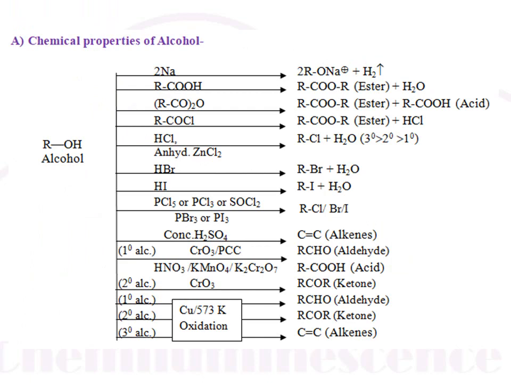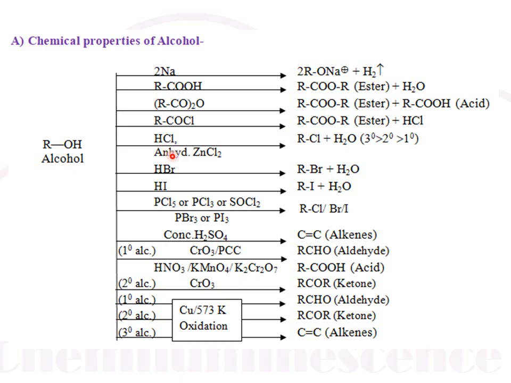This is a memory map showing chemical properties of alcohol. First one, alcohol on reaction with a strong base, metallic sodium or potassium, forms sodium or potassium alkoxide and liberates hydrogen gas. This reaction is used to detect the presence of alcoholic group in a compound. Second, alcohol on reaction with carboxylic acid forms ester. Alcohol on reaction with acid anhydride forms ester and acid. Alcohol on reaction with acid halide forms ester.